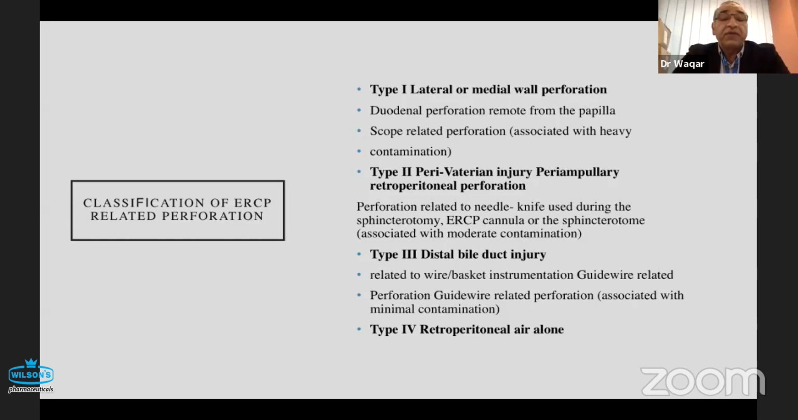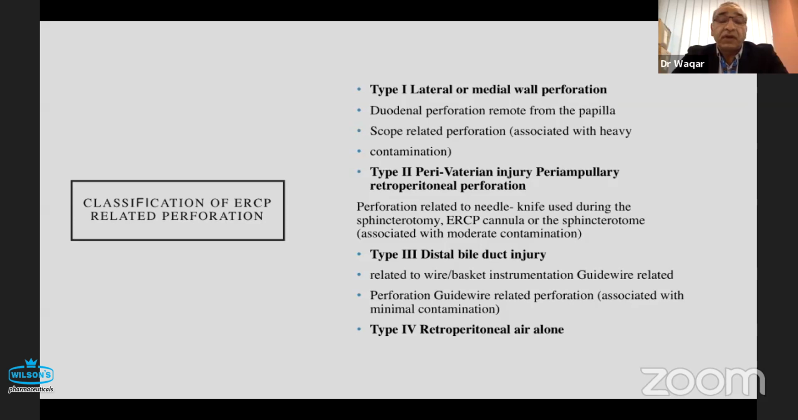Then there's the type 3 perforation, which is the distal bile duct injury, and that is related to manipulation of the wire basket instrumentation or due to performance of therapeutic procedures like sphincteroplasty or even sphincterotomies. This is the one where there is minimal contamination and might require at times just conservative treatment, or at times it might require stenting of the bile duct.